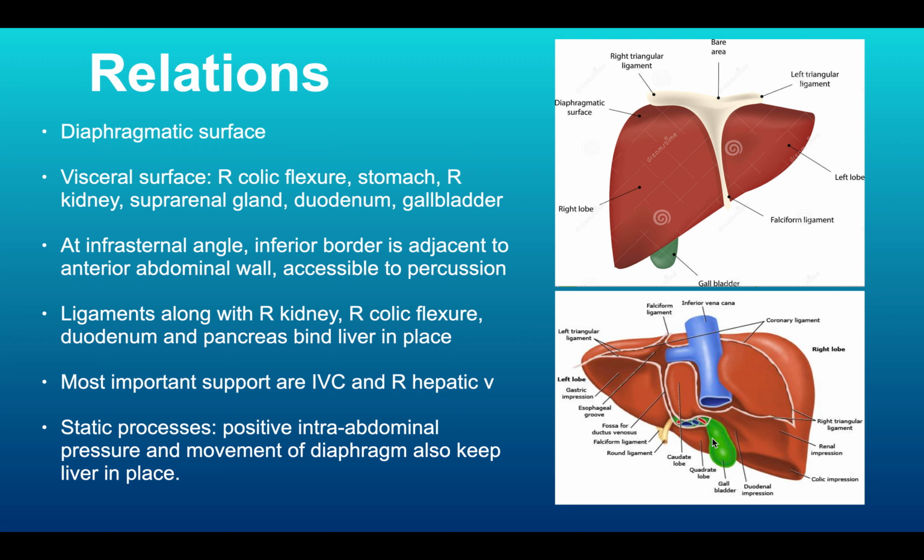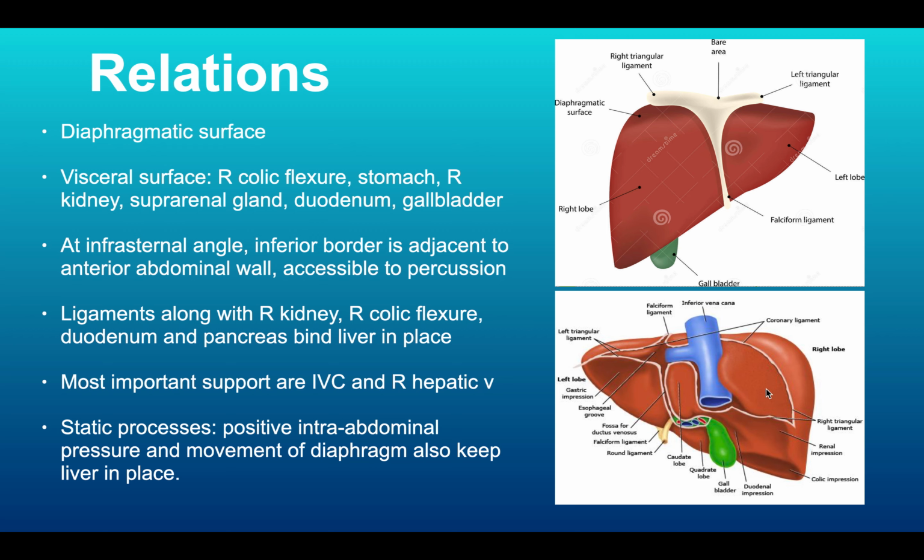The most important support, however, is the inferior vena cava and the right hepatic artery that hold it in place. It's also important for the static processes, which is the positive intra-abdominal pressure, and the movement of the diaphragm will keep the liver in place.